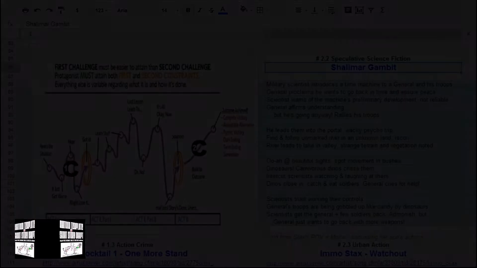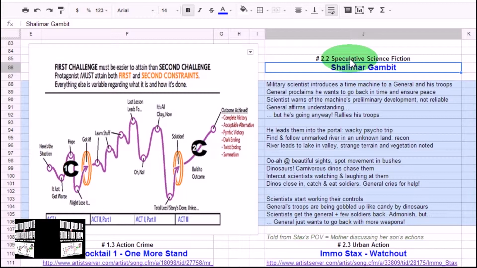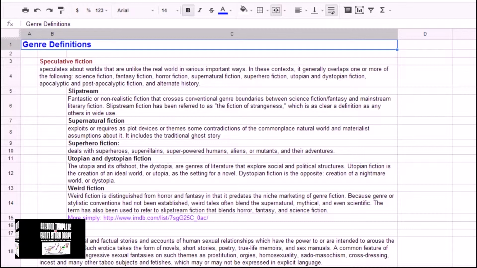The second randomly generated double genre pairing was speculative science fiction. At the time they generated that, it seemed rather redundant to have both speculative and science fiction together. But as I did a little more homework, it seems that speculative is broader and more encompassing than just strict science fiction.